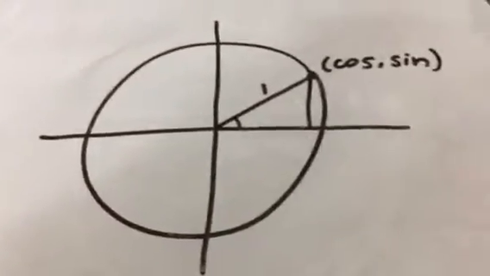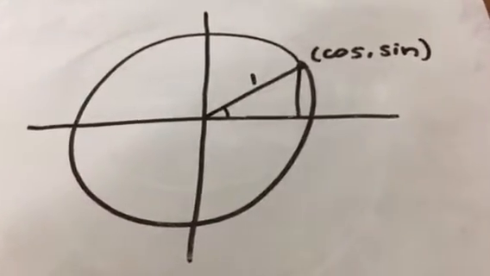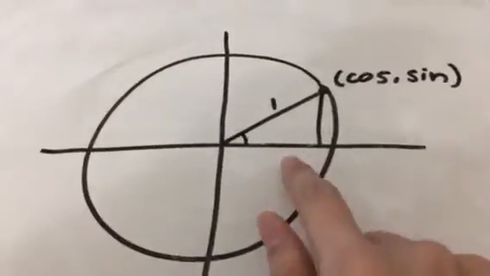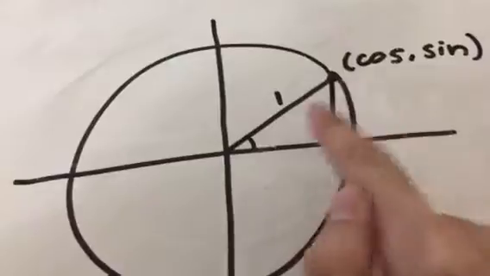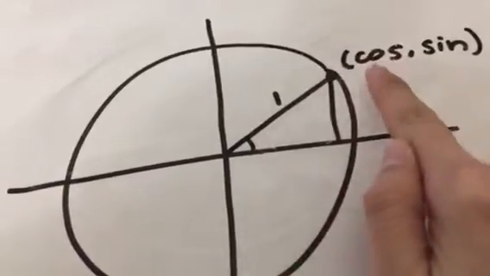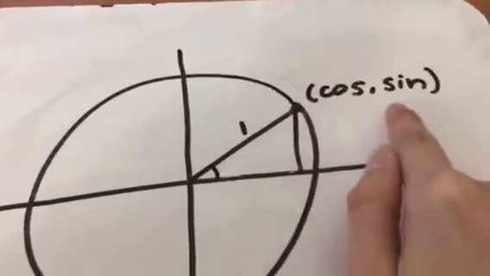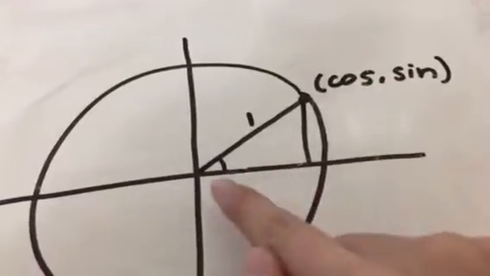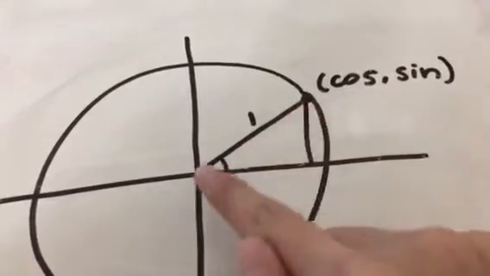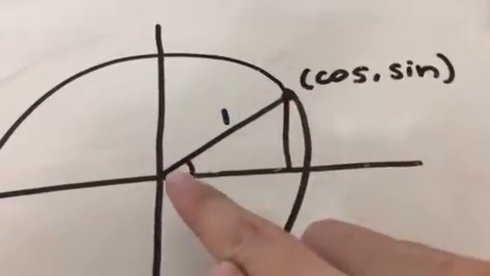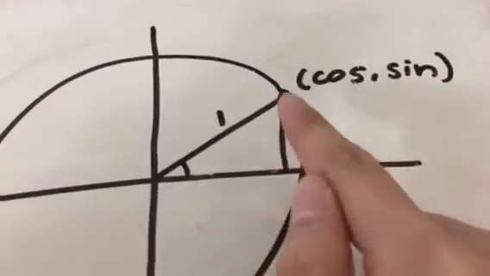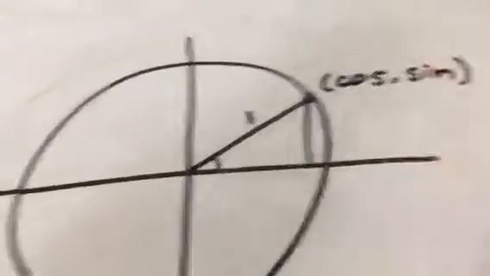The unit circle is just a circle with a radius of 1, so when you make a triangle, the hypotenuse will be 1. This point corresponds to this angle, and the x value is cosine, and the y value is sine. This is because cosine is adjacent over hypotenuse, and since the hypotenuse is 1, it's just adjacent, which is the x value. And sine is opposite over hypotenuse. Again, the hypotenuse is 1, so opposite is just the y value, and that's sine.